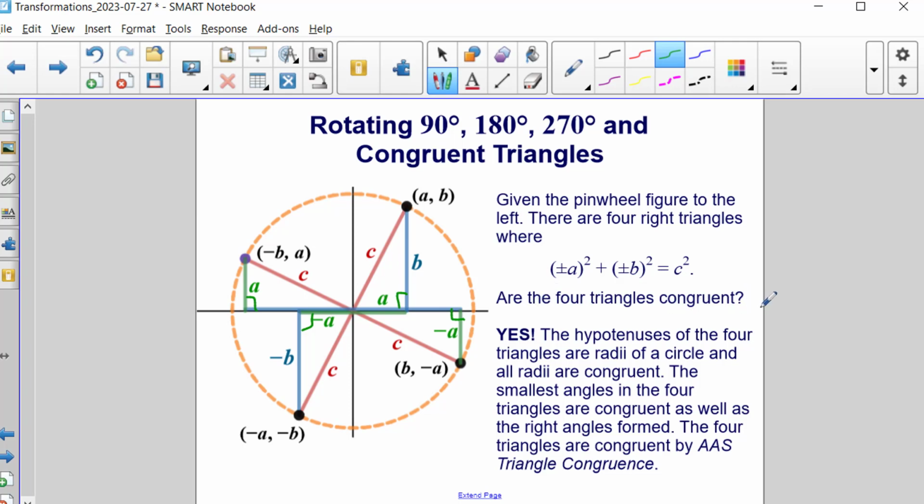Are the 4 triangles congruent? Well, yes, they are. The hypotenuses of the 4 triangles are radii of the circle, and all radii are congruent, so we can label them with our single hash marks. The smallest angles in the 4 triangles are congruent, so this small angle, this small angle, this small angle, and this small angle, they're all congruent, as well as the right angles that were formed. The 4 triangles are congruent by angle, angle, side, triangle congruence.